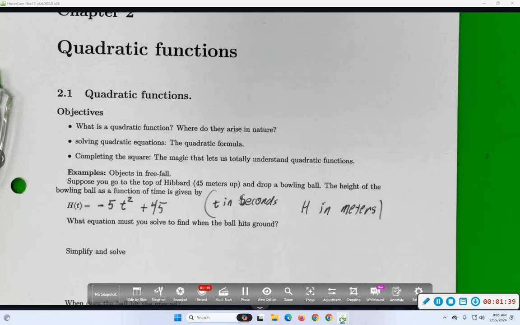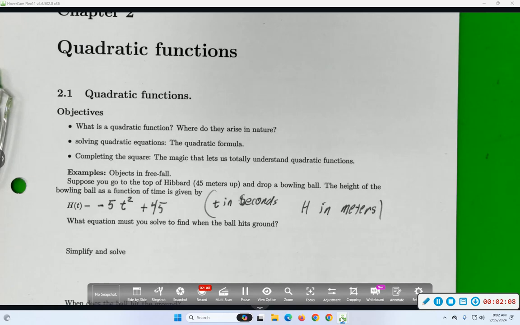All right, before we even do that, anyone have any objections to that model? I mean, maybe you'd rather that -5 be -4.98 or something. But that's pretty close to 5. The acceleration due to gravity isn't a whole number of meters per second squared. Well, that's close enough for me. Anyway, so let's suppose I give you this model and ask you when does this ball hit the ground.